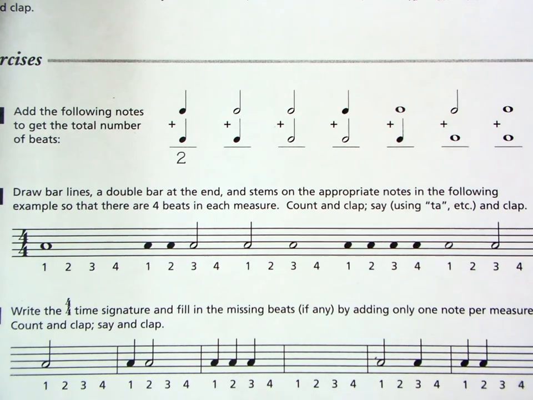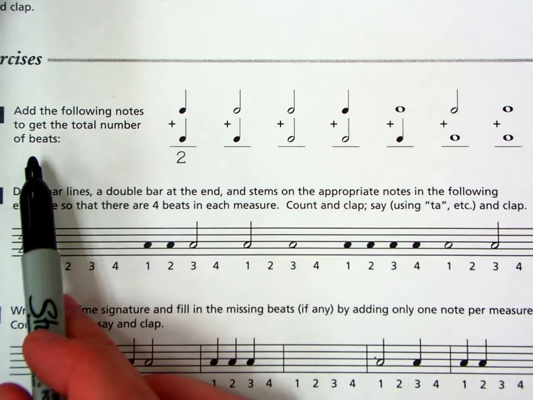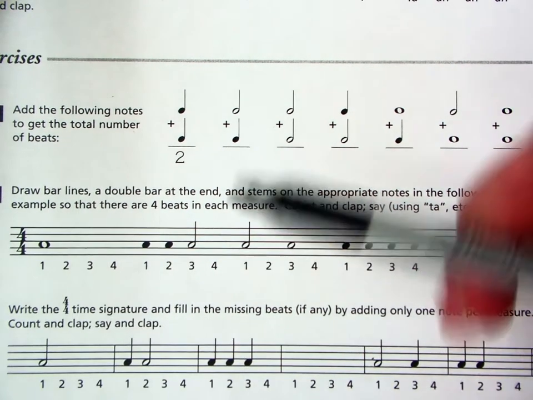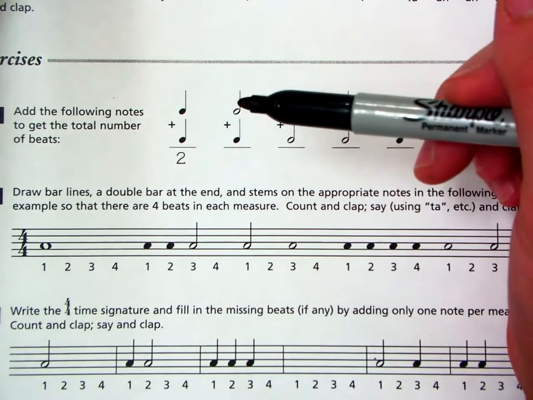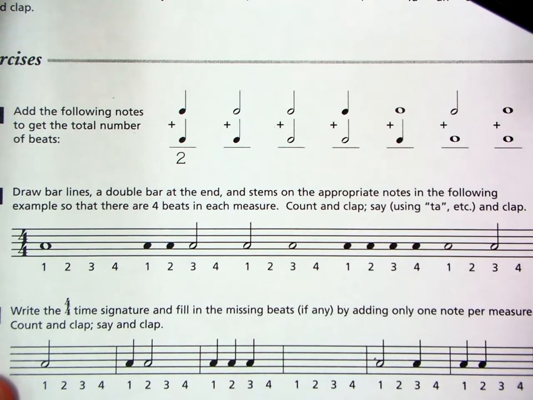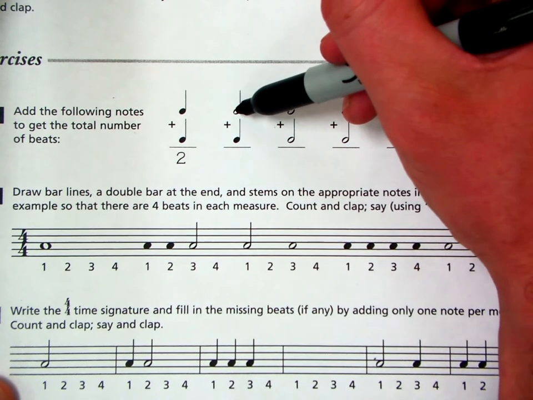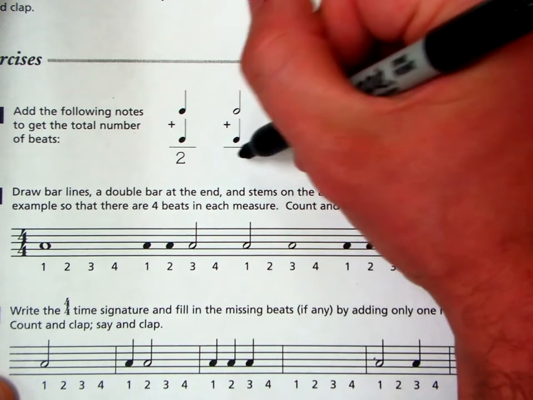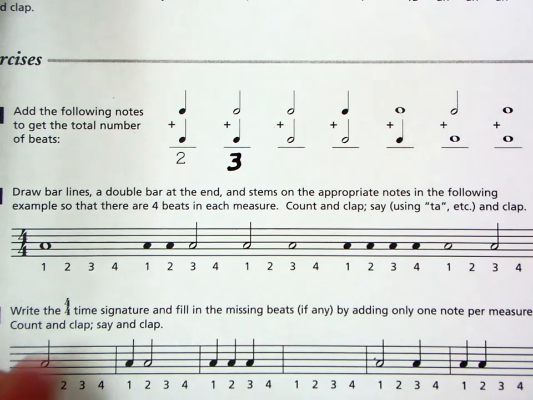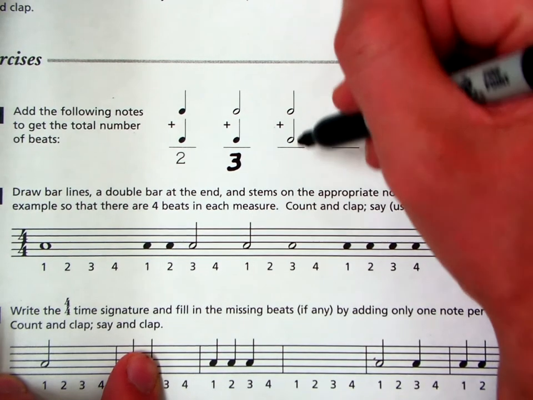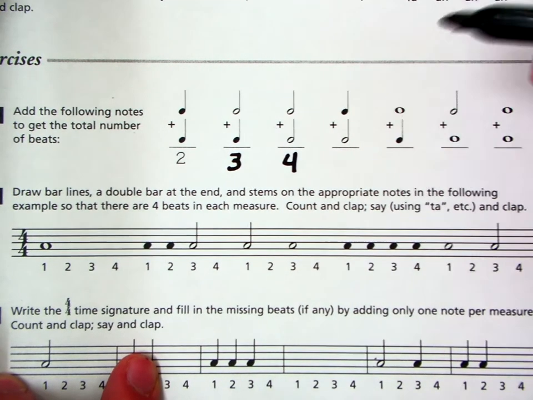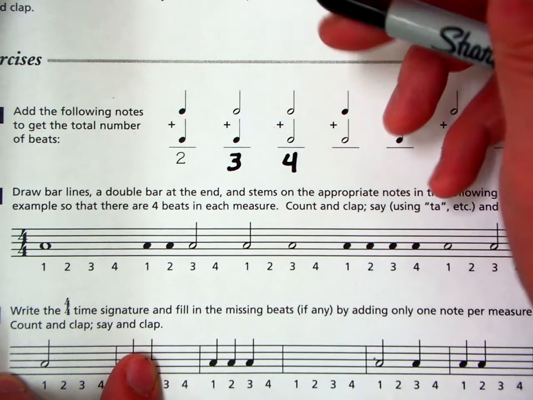Okay, question number 1 says to add the following notes to get the total number of beats. So they gave us 1. They did a quarter note plus a quarter note. 1 plus 1 equals 2. Second one, a half note equals 2 plus 1. That means we would have a 3. Half plus half, or 2 plus 2 equals 4. Quarter plus half, I already have that, so we know it's 3.